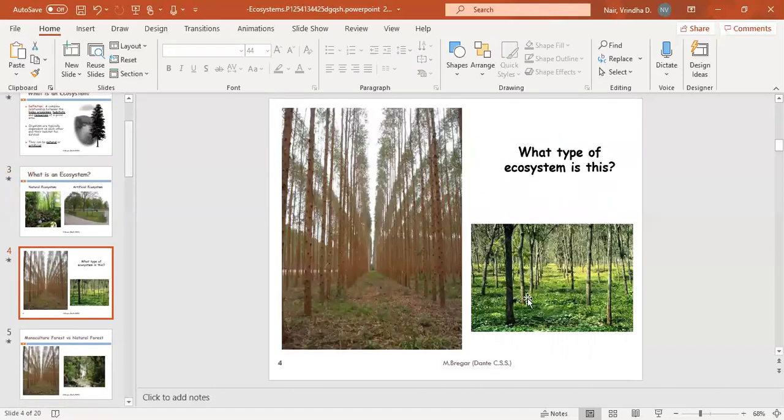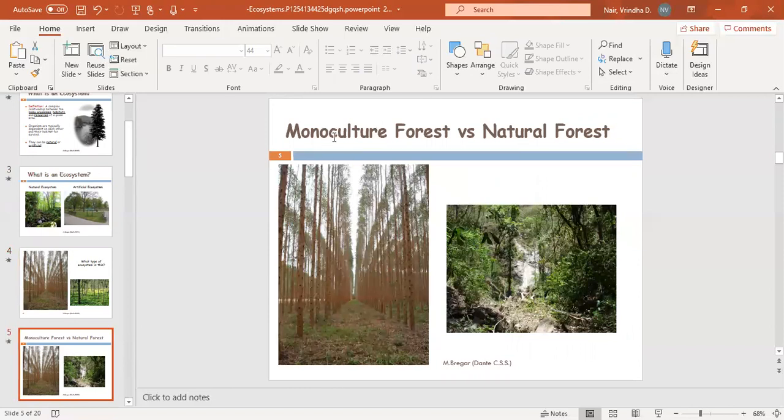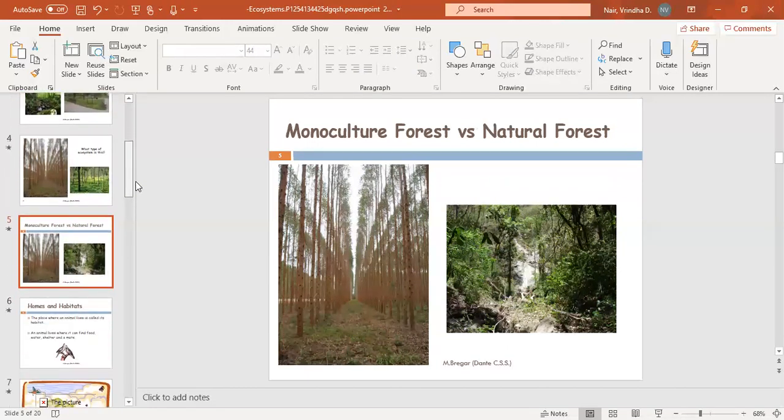What type of ecosystem is this? If you can identify what type of ecosystem it is, it's nice to know what type it is. And monoculture forest versus natural forest. Just see, monoculture forests are tall, tall trees, and they have a particular height and everything. A natural forest is all with a variety of plants and animals, of course.